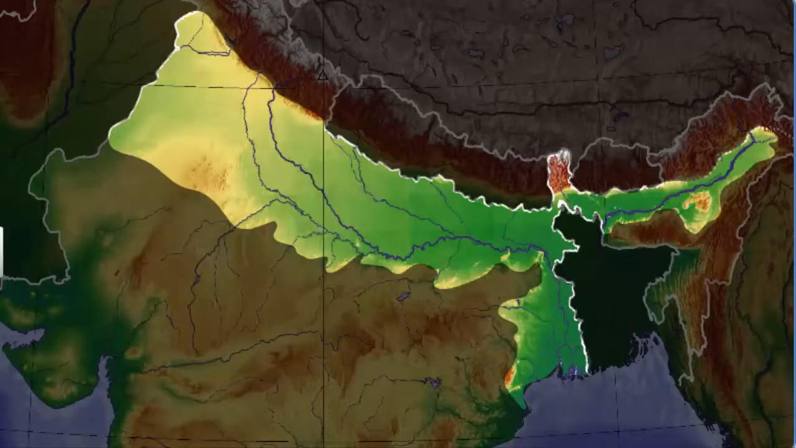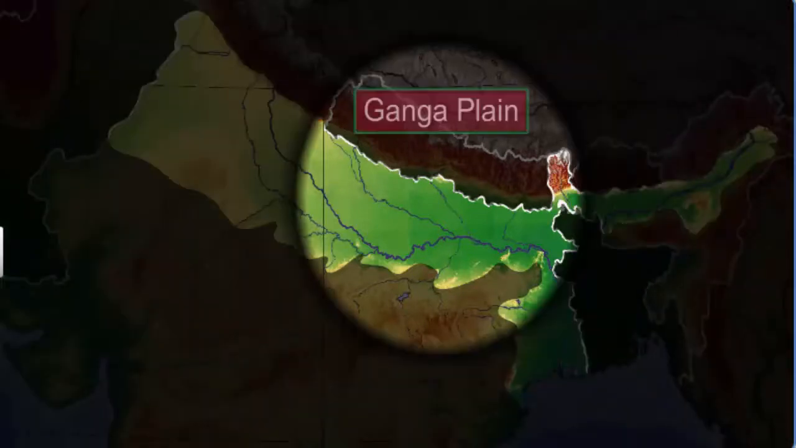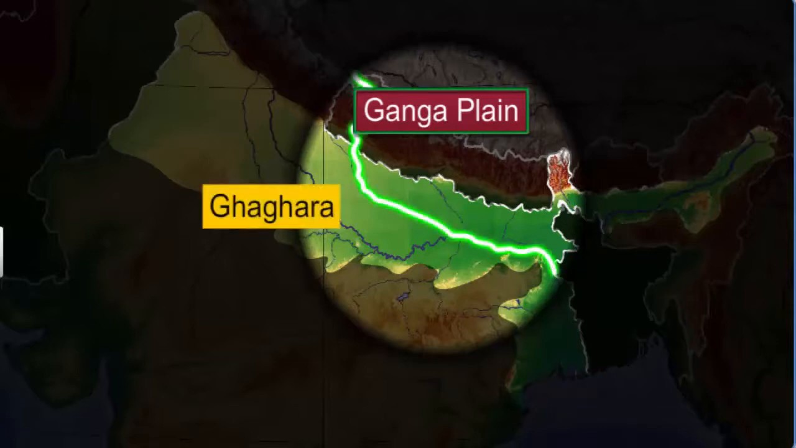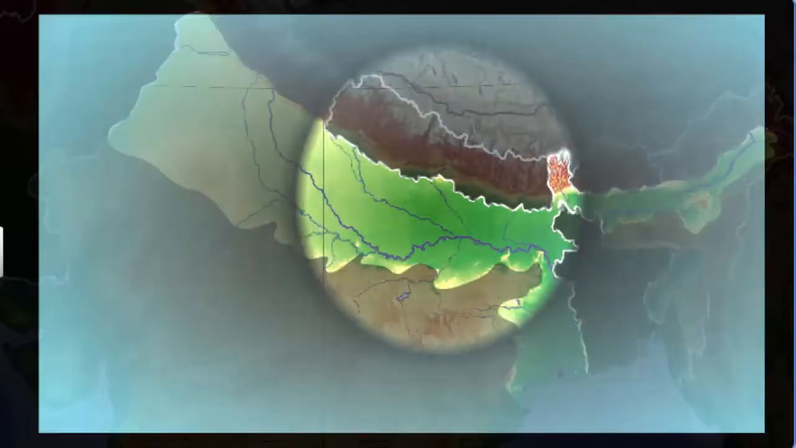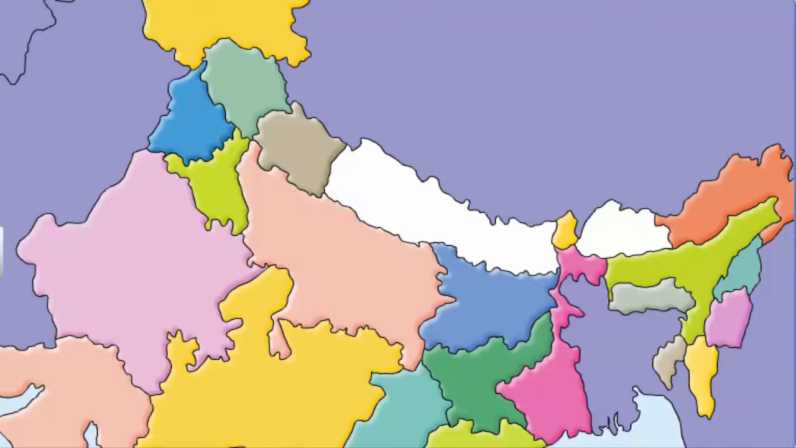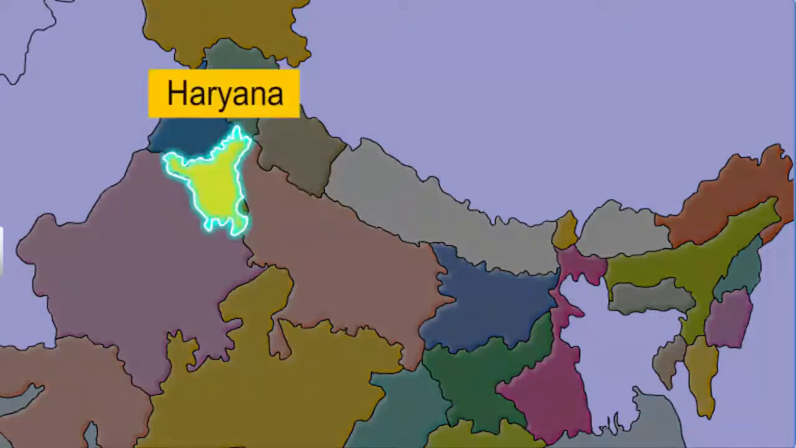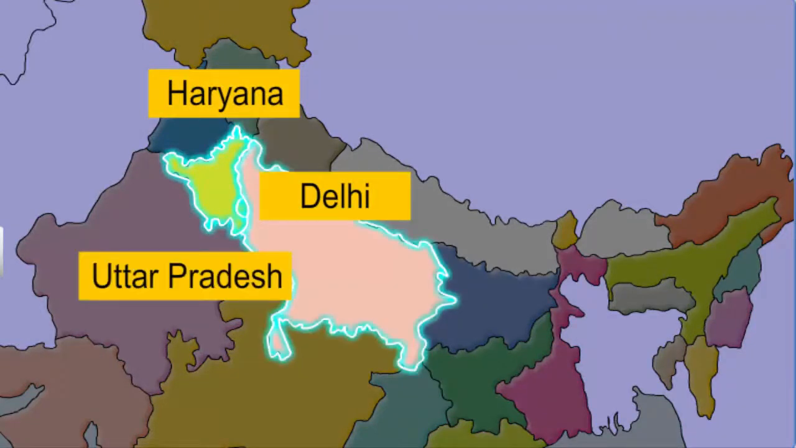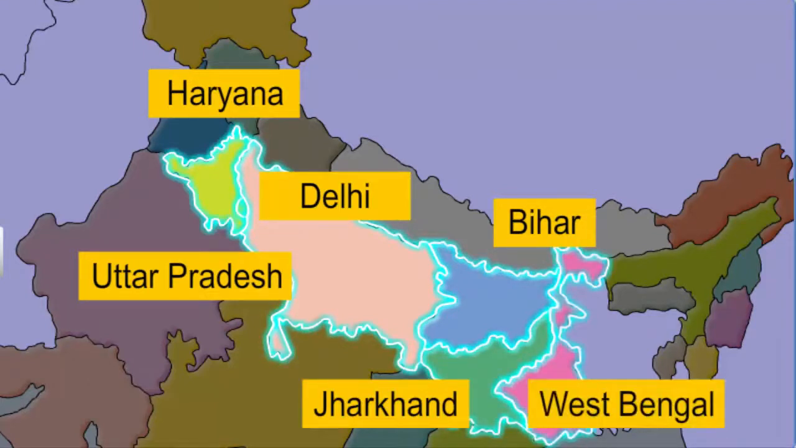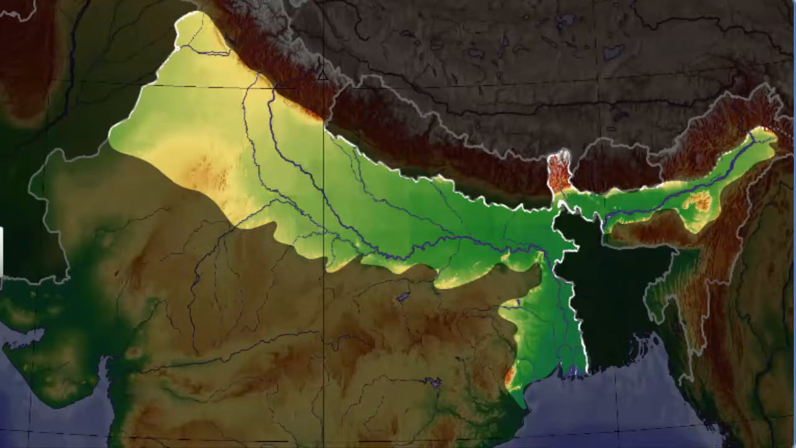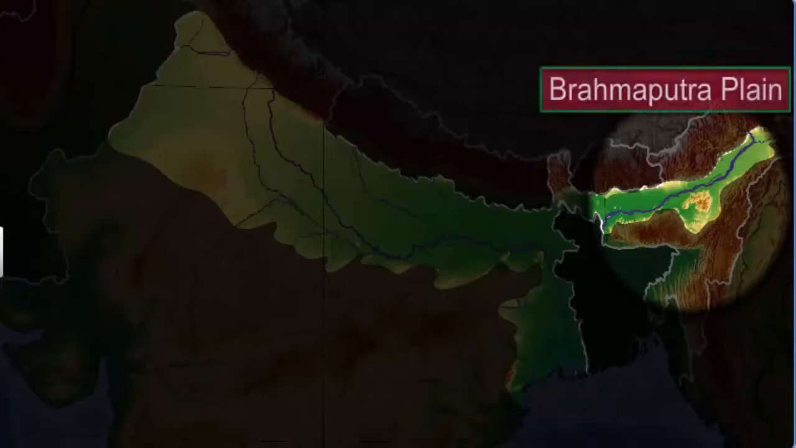Let's move to the next part of the northern plain, the Ganga plain. This plain consists of the middle portion of the northern plain and lies between the Ghaggar and the Teesta rivers. The Ganga plain spreads over most states of North India. It covers Haryana, Delhi, Uttar Pradesh, Bihar, and parts of Jharkhand and West Bengal. Finally, the eastern portion of the northern plain is called the Brahmaputra plain. This plain lies in the state of Assam.